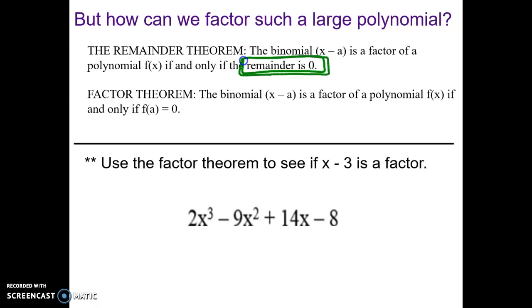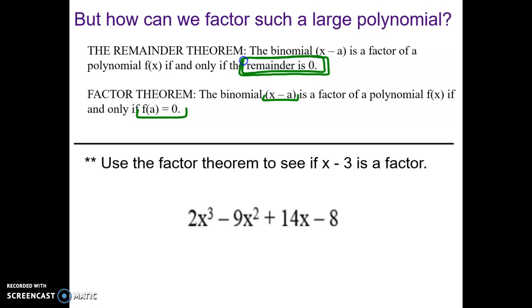In order for something to fit perfectly into a polynomial, the remainder has to be 0. And think about that just like with regular long division. If it doesn't fit perfectly, there would be a remainder. There'd be something left over. So the remainder has to be 0 for this to be a factor. The factor theorem says that your binomial is a factor if you plug in the 0 and get 0.